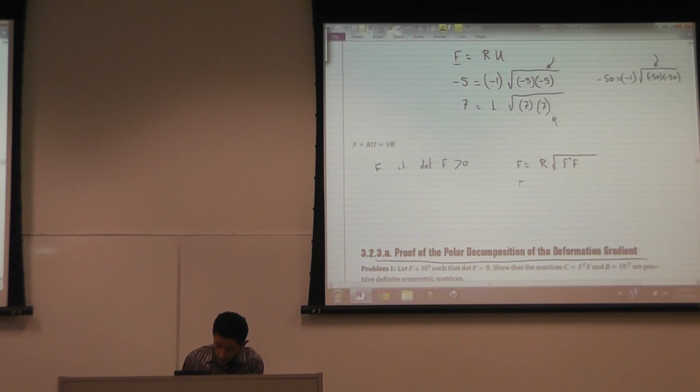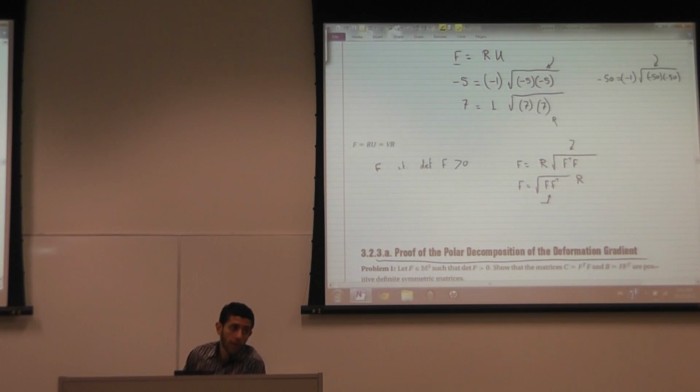Or F is equal to the square root of F squared R. And what we're going to show is that these are unique.